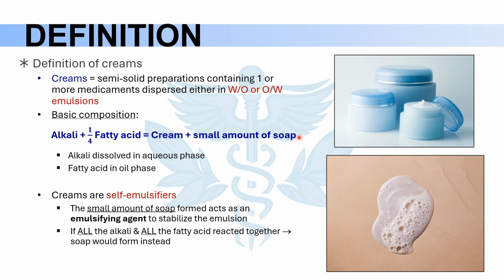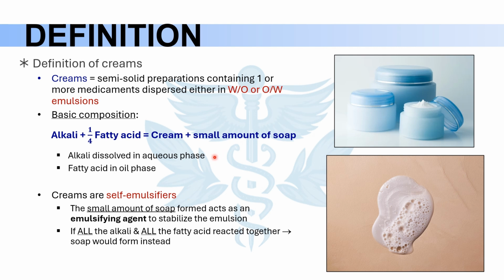Any basic cream is formed when an alkali neutralizes a quarter of the quantity of fatty acid to form a small amount of soap as well as our cream. The formation of soap here isn't a mistake. We need the soap in order to stabilize the emulsion by acting as an emulsifying agent, since, as we know, fat hates water. And as such, we can say that creams are self-emulsifiers since they form their own emulsifying agent without the need to add any external emulsifying agent.